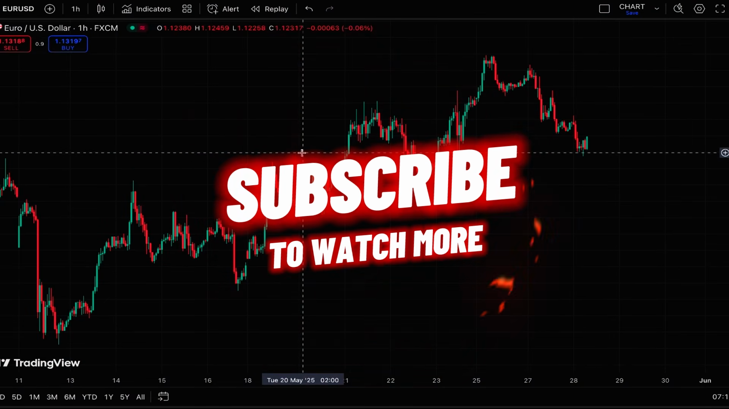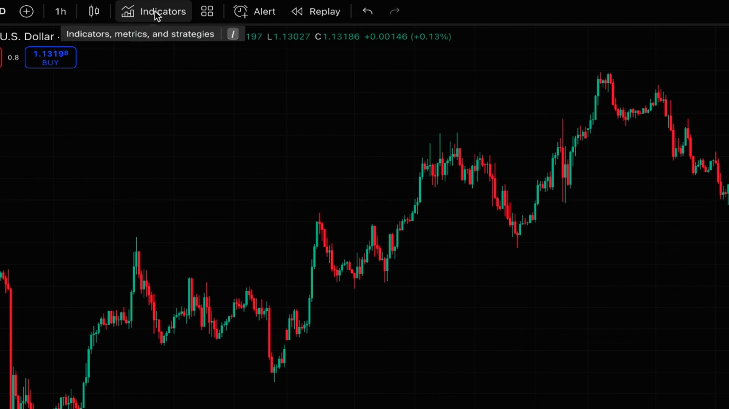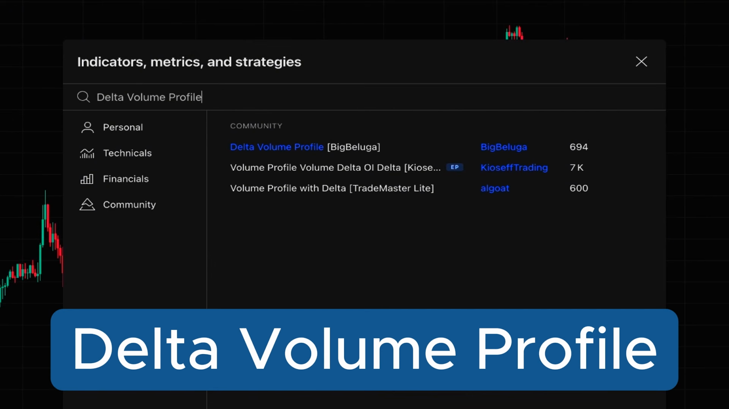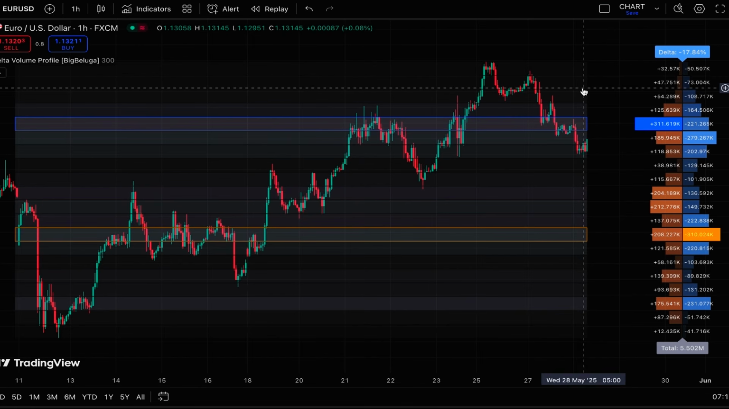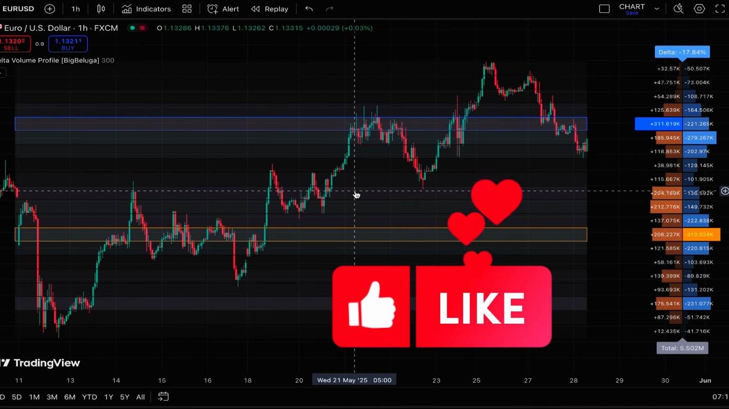On the TradingView platform, here you just need to click on indicators and search delta volume profile, this one, which is a new indicator from Big Beluga. Alright, this is the indicator, and as you can see, it's overlaid on the price chart.